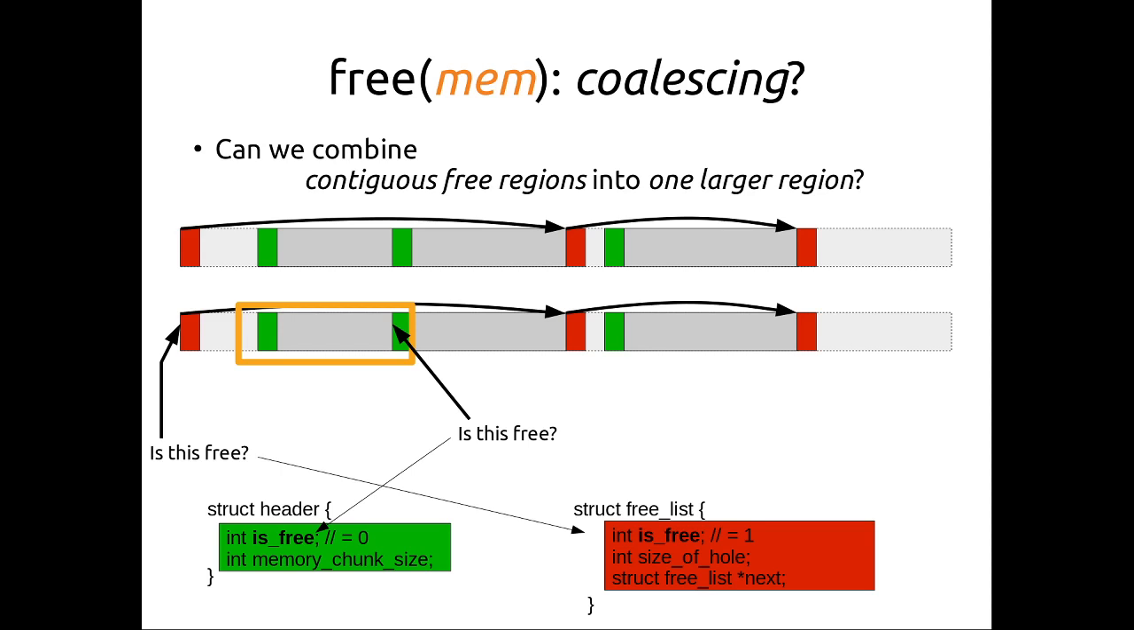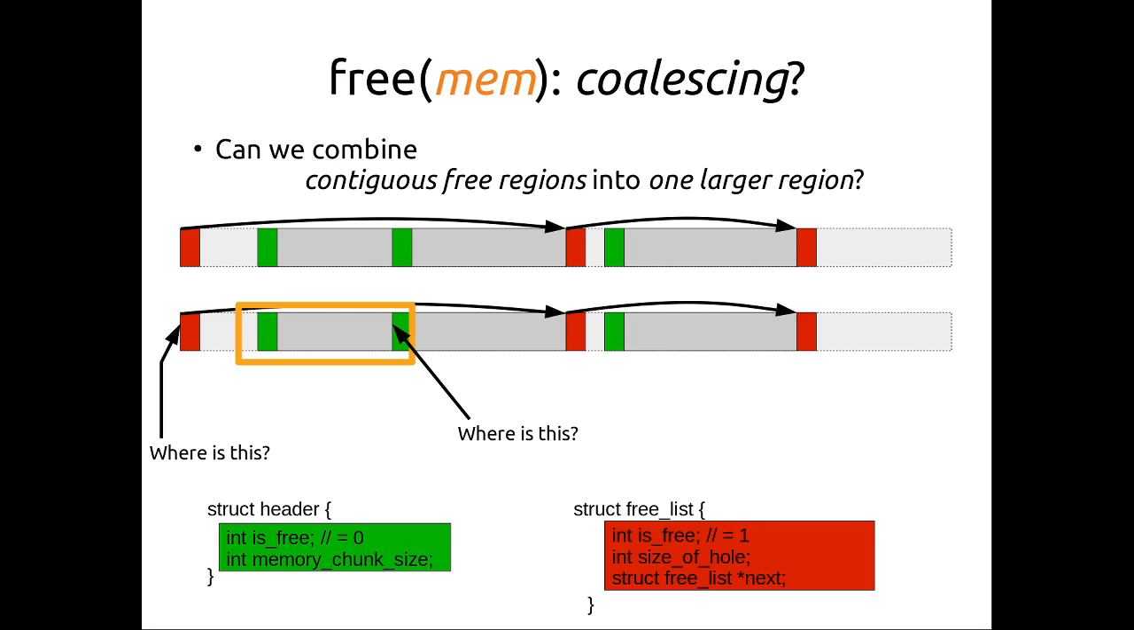But we still have another question, and that question is, how do we find these two data structures before and after us? In this example, we have a freelist node before us and an allocated header node after us. So we need to find both of those somehow so that we can look at their is free field and ask, are you free or not, and should we coalesce?